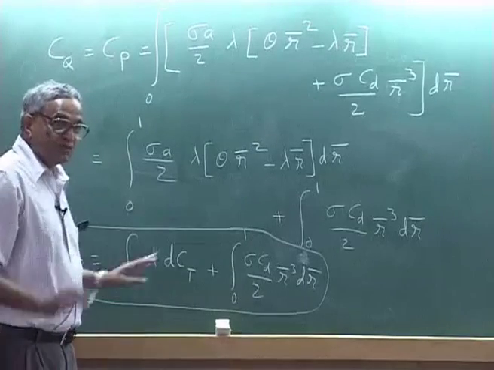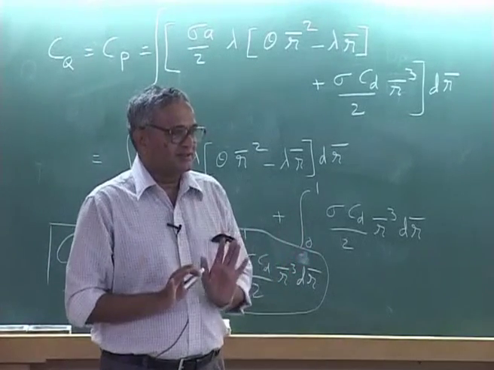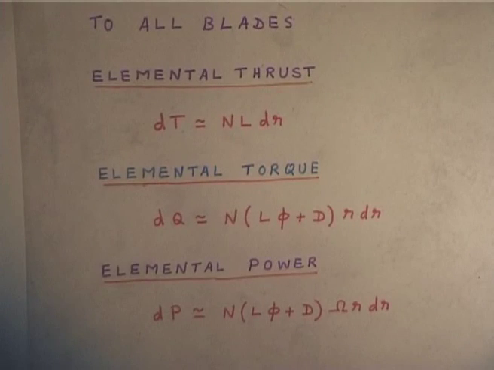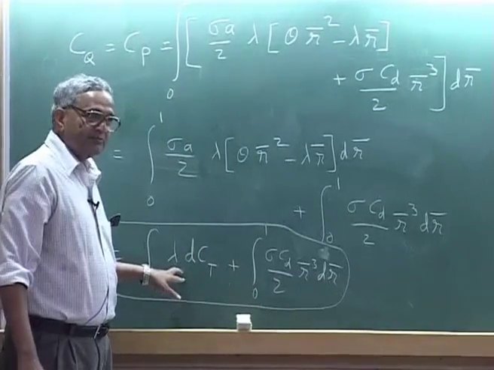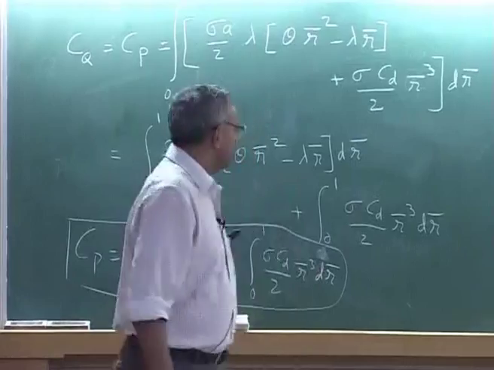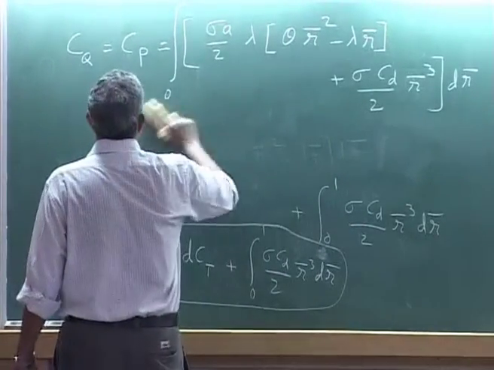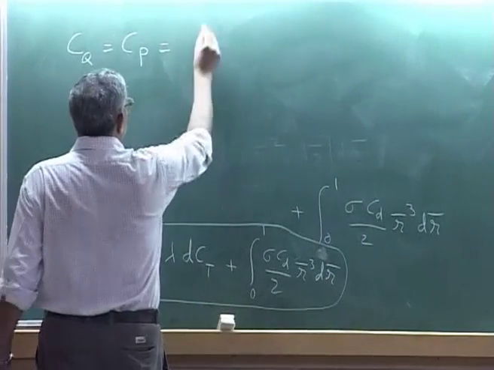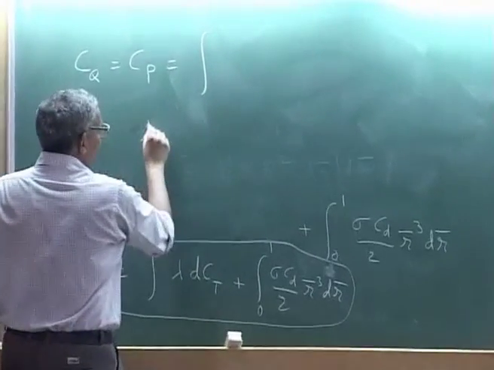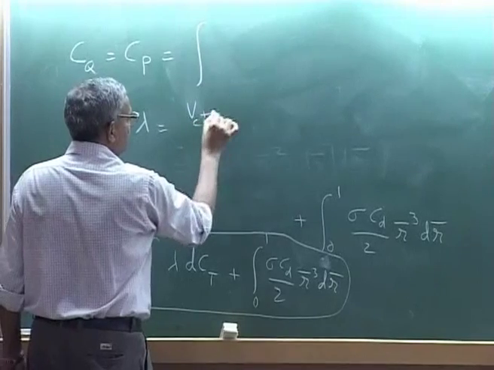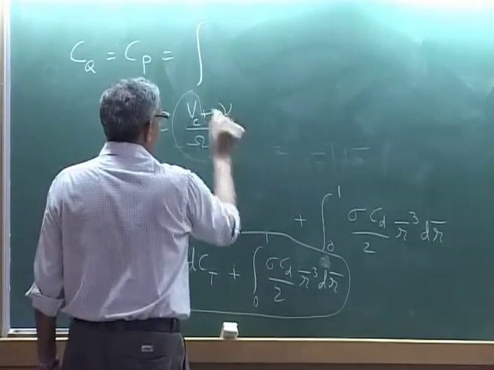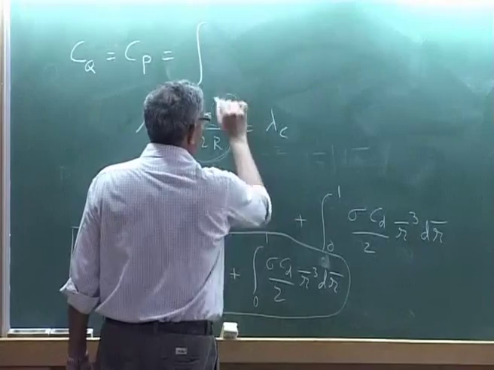We have split the power expression as we did the component due to thrust, the component due to profile drag. Even this term can be further divided into two parts. You can write this as, because lambda we said is Vc plus nu over omega r. This particular term is lambda c, this term is lambda I.